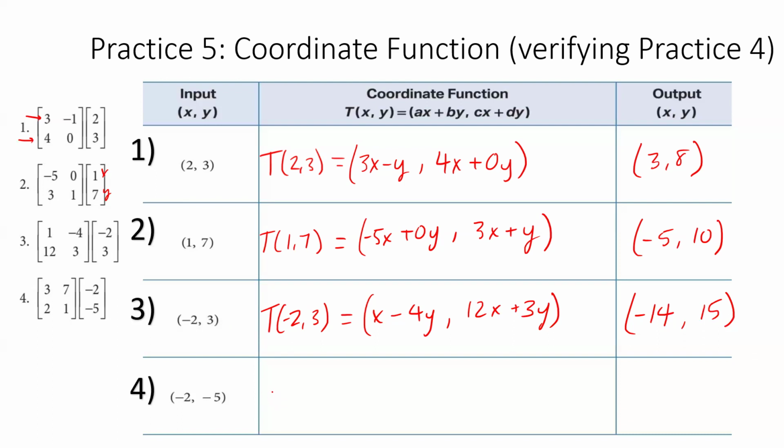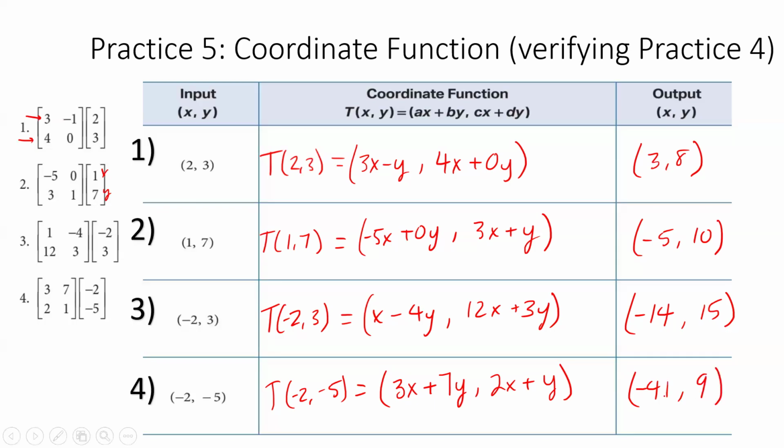All right, so on 4, we had the transformation of negative 2, negative 5. And how did we transform negative 2, negative 5? And then the other part was? And what was the product of our matrix? So our ordered pair would be, our output would be negative 41 and 9. Huh? Oh, I didn't put it. There you go.